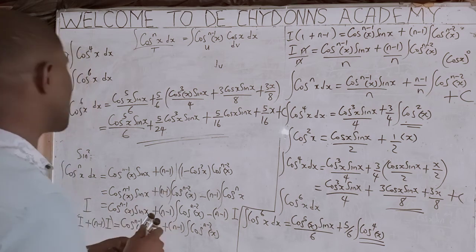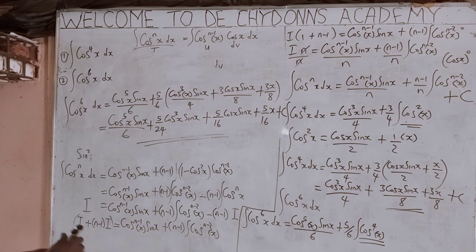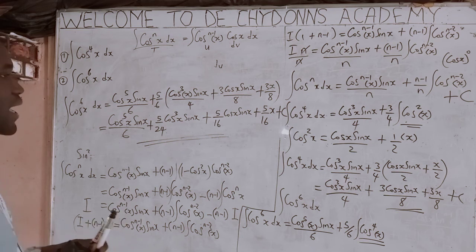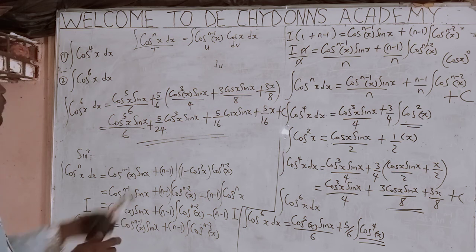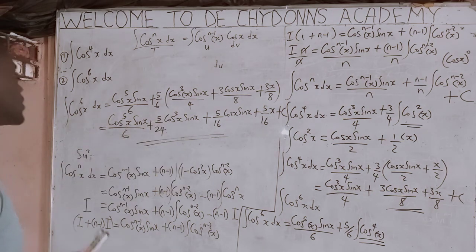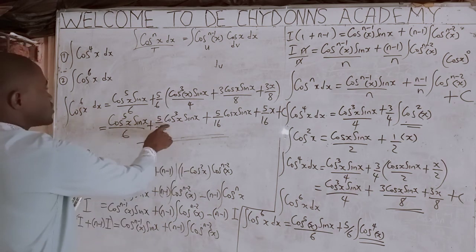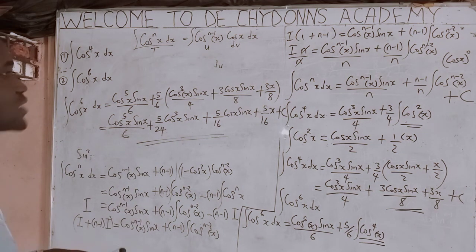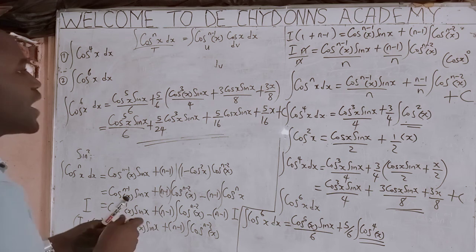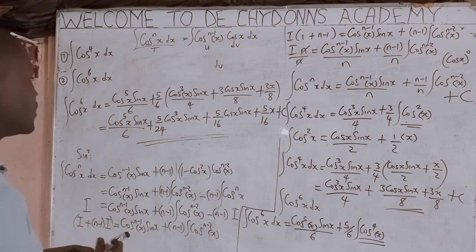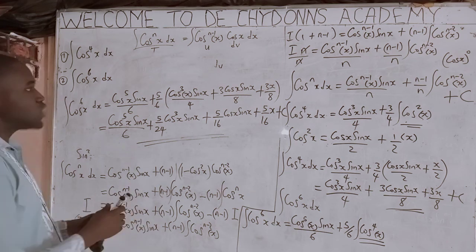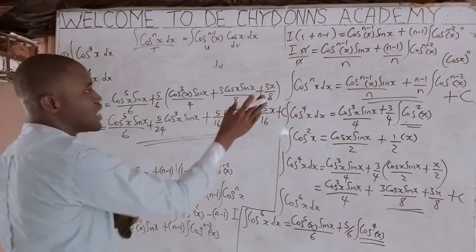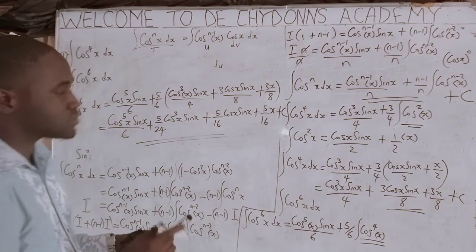So we say it's cos^5 x sin x over 6, plus 5 cos^3 x sin x over 24, plus 5 cos x sin x all over 16, plus 5x over 16, plus c. That is the solution to this. So you use this shortcut to solve any question on this. Just carry the shortcut and put, then you sort it out.